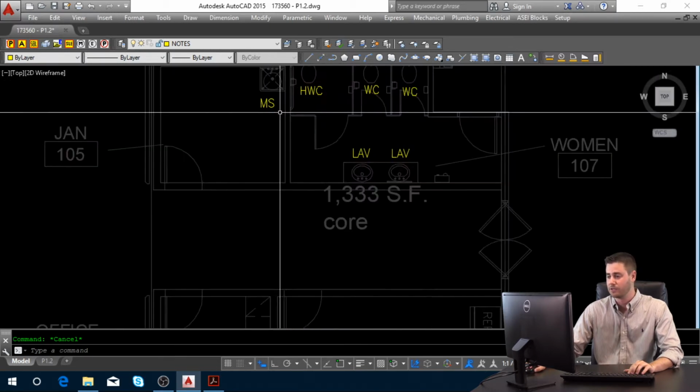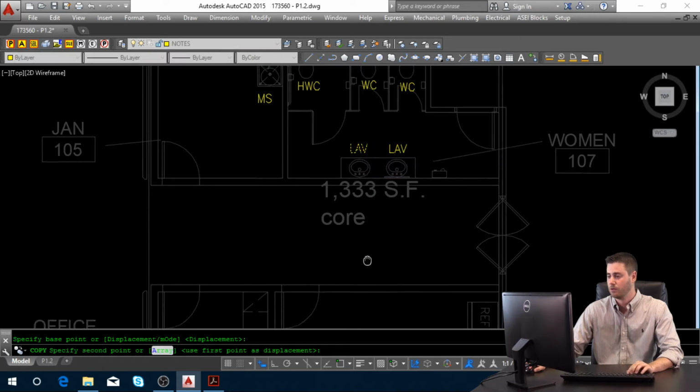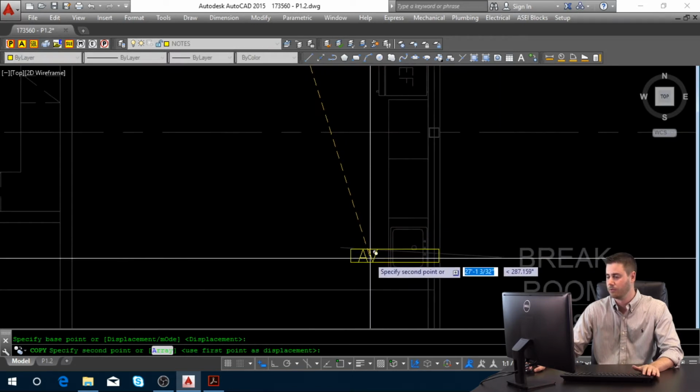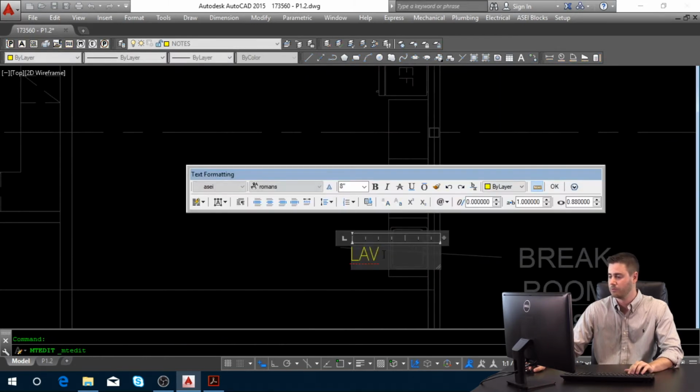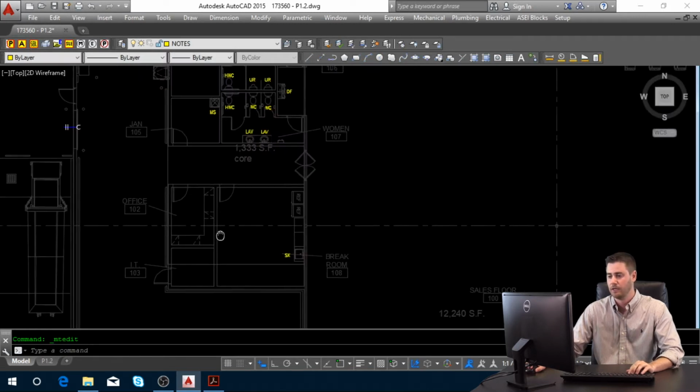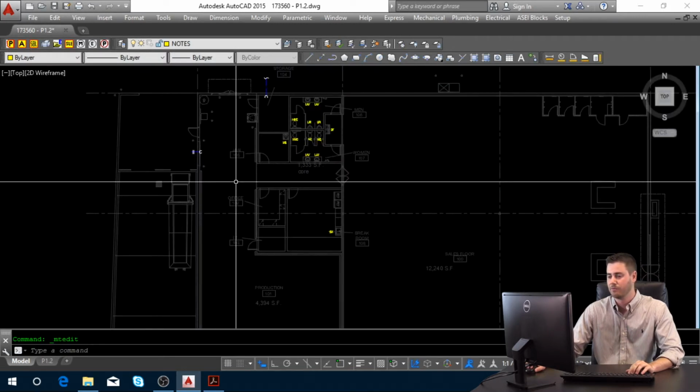Other fixtures we have is our mop sink here. We are going to now label the break room sink SK. And lastly, we have a couple of hose bibs.